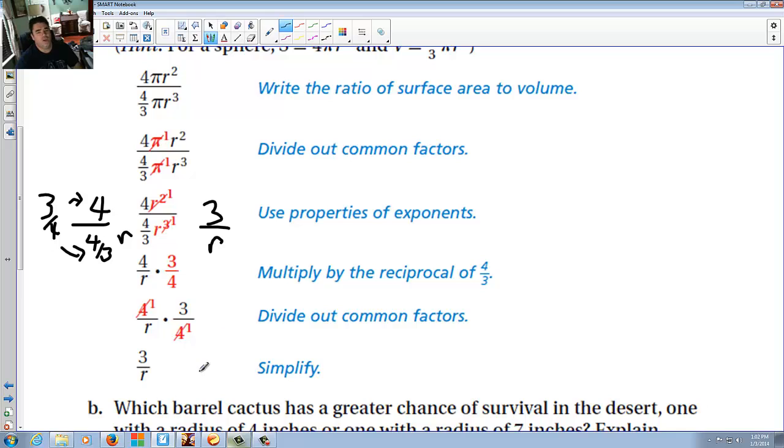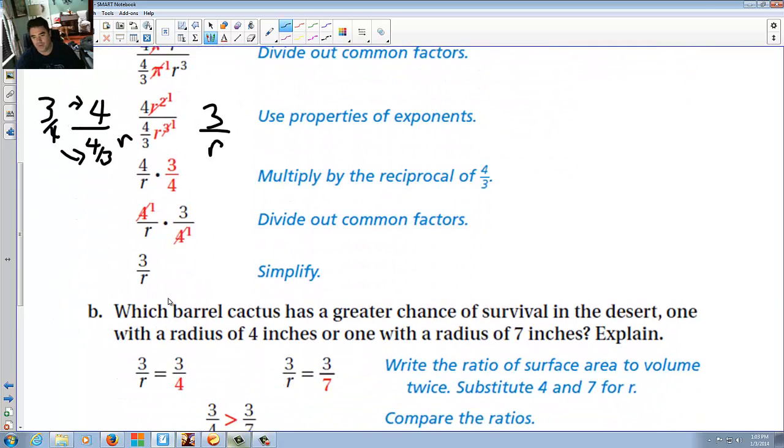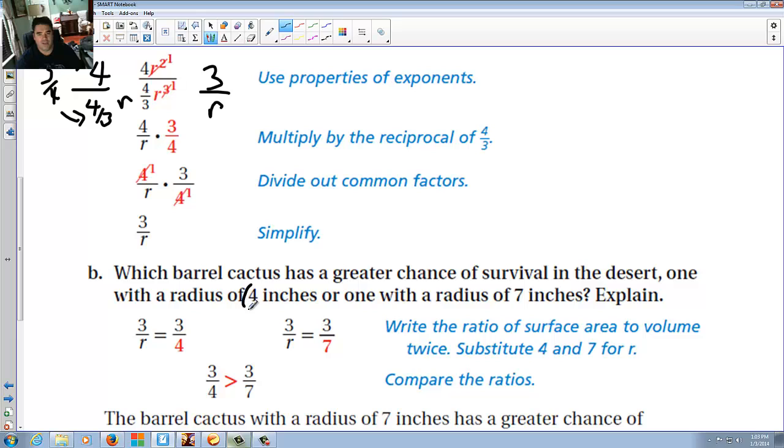3 over r. Which barrel cactus has the greater chance of survival in the desert? One with a radius of 4 inches and one with a radius of 7 inches. Explain. Well, instead of doing all that, they're just going to plug it in. So the radius of 4 versus the radius of 7. Because remember, they already came up with the 3 over r, and the r is simply where the different radii go. So basically you're saying it's going to be a different size.